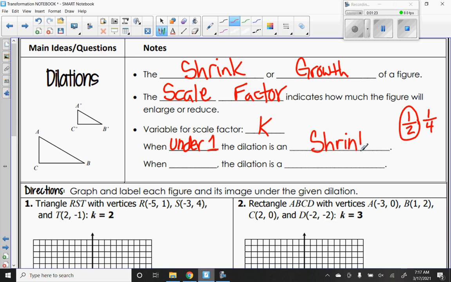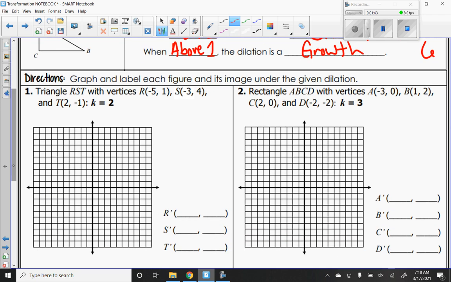It will get smaller. If it's above 1, like 6 times the amount, that would be a growth. So let's look at number 1. You've got R, S, T, which is back 5, up 1; -3, 4; and then 2, -1.